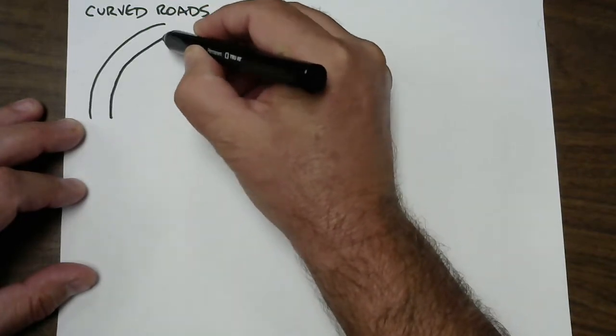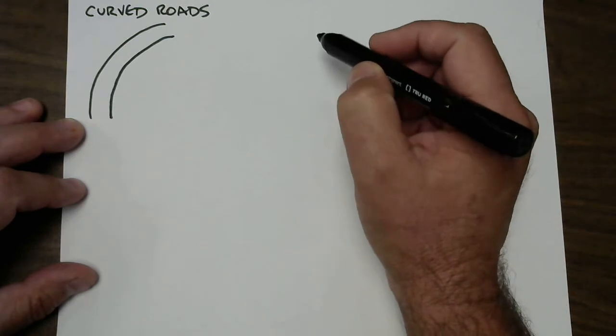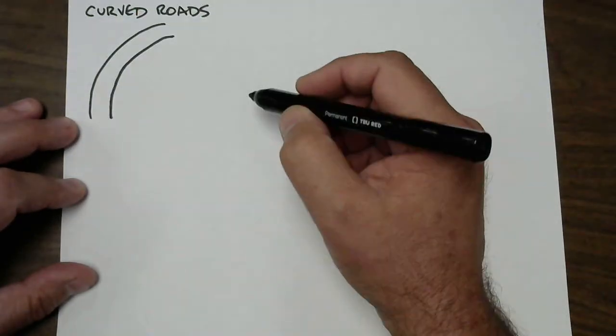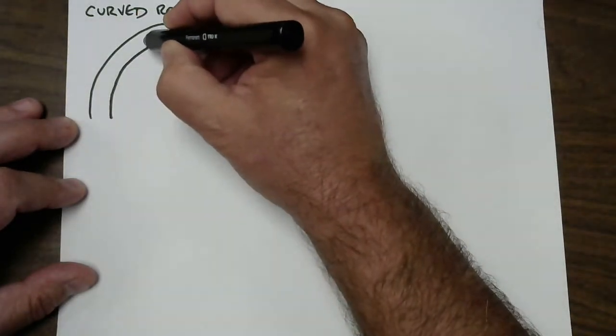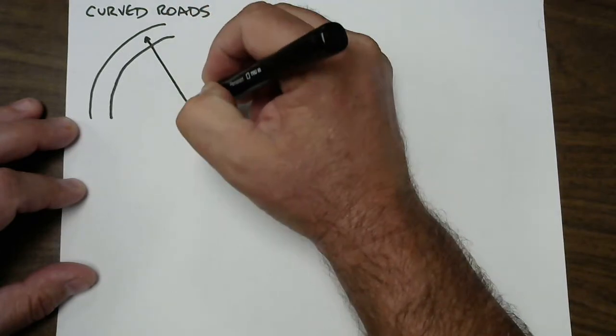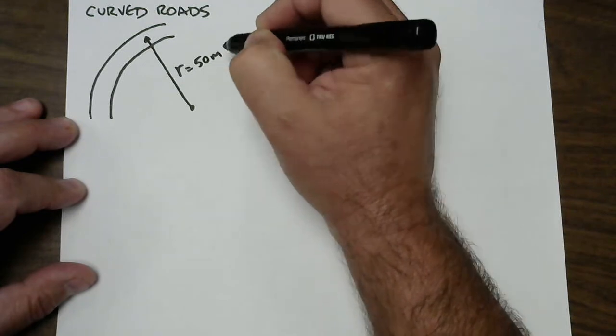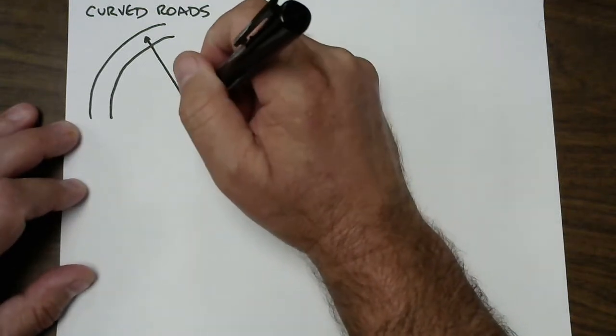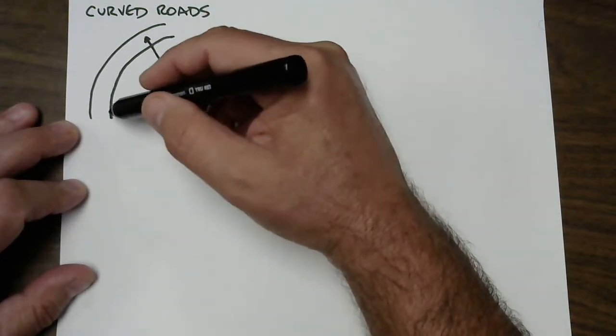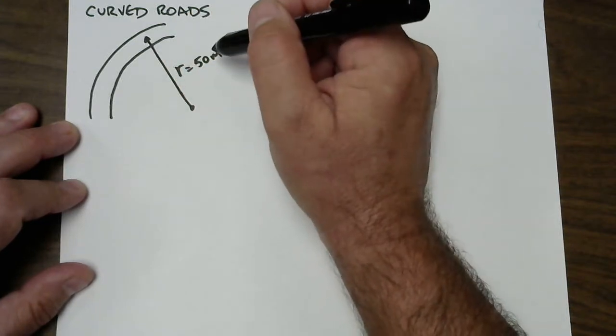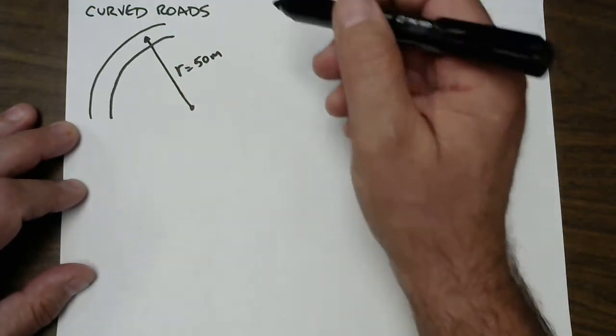It goes around the arc of a circle, and this is just a segment of the road I drew. And we're going to give this curve a radius of curvature of about 50 meters. That means that when they drew the road, they put a stake in the ground, a 50-meter long piece of string, and they staked out where the road was going to be. And then they started moving earth to put in this road.